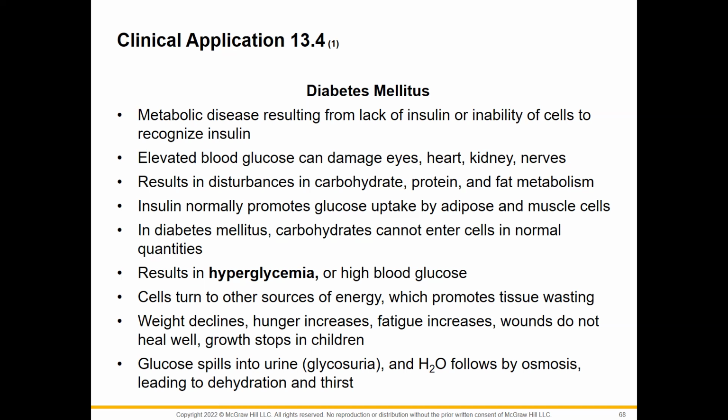So diabetes mellitus is a metabolic disease that results from either a lack of insulin or an inability of cells to recognize insulin, meaning your body either stops producing the amount of insulin that you need, or your body has all the insulin that it needs, but the cells have stopped recognizing that insulin, which means that it may as well not have it because that insulin is not able to do the job that it's supposed to do because the cells are not recognizing it. Either way it goes, whether you lack the insulin or you have the insulin and the cell is just not paying attention to it, that will result in an increased amount of glucose in the bloodstream.